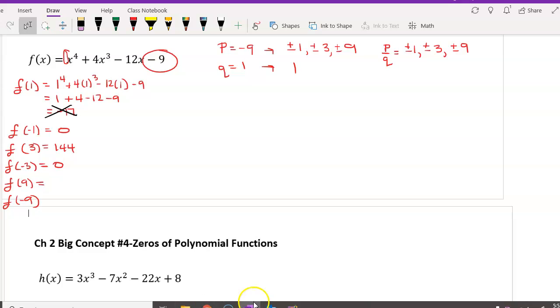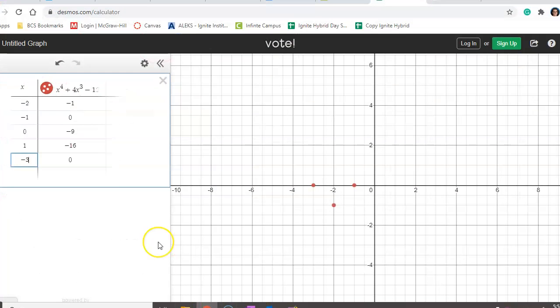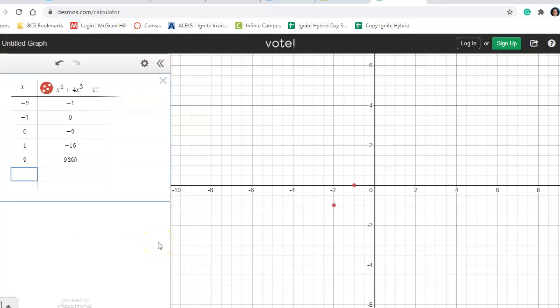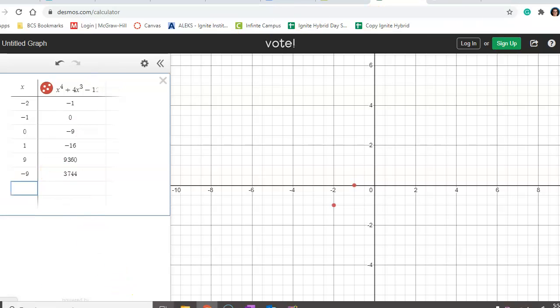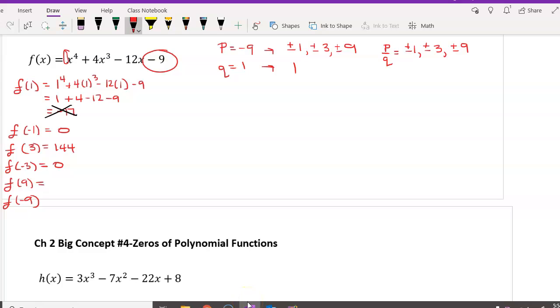So when I go back to my Desmos, I have 9, and negative 9. Ouch, both of those are high numbers, not giving us that 0. So 9, it was 9360, and negative 9 yielded 3744. So we have 2 possible zeros, f of negative 1 and f of negative 3. We're going to use our synthetic division now to check.